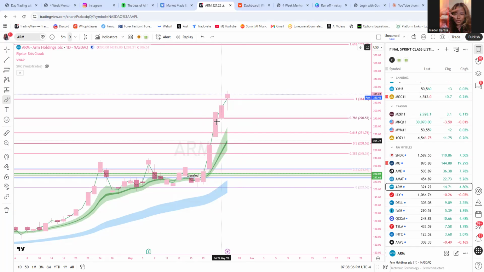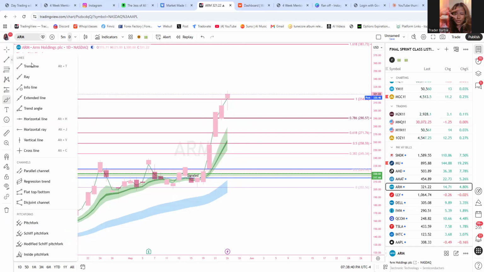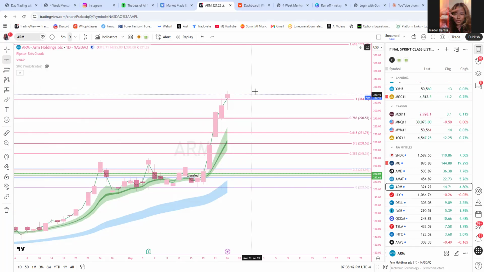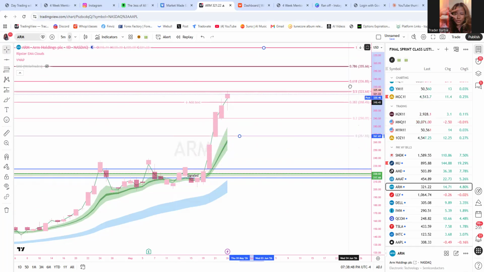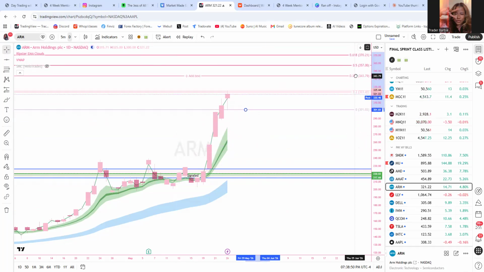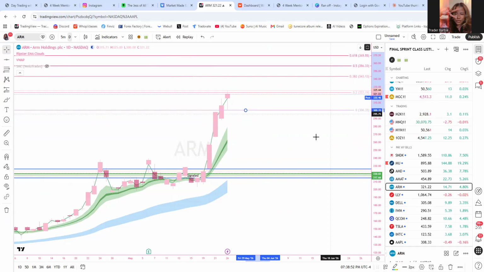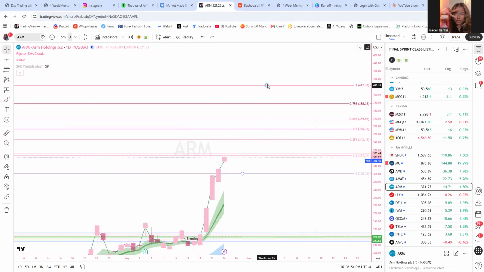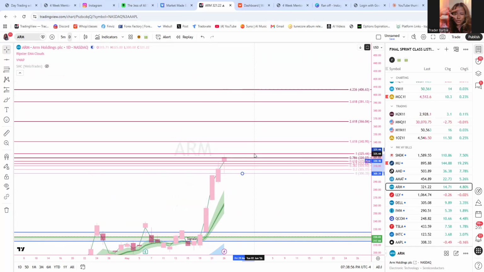I would have wanted to see a nice full candle, but the fact that this is a doji, I will not be touching ARM again until I see her give me a full break and hold in structure to the upside. Now, what I will do also is take my fib like so, move it up, okay, and boom. Then I'm going to wait for her to make her move.